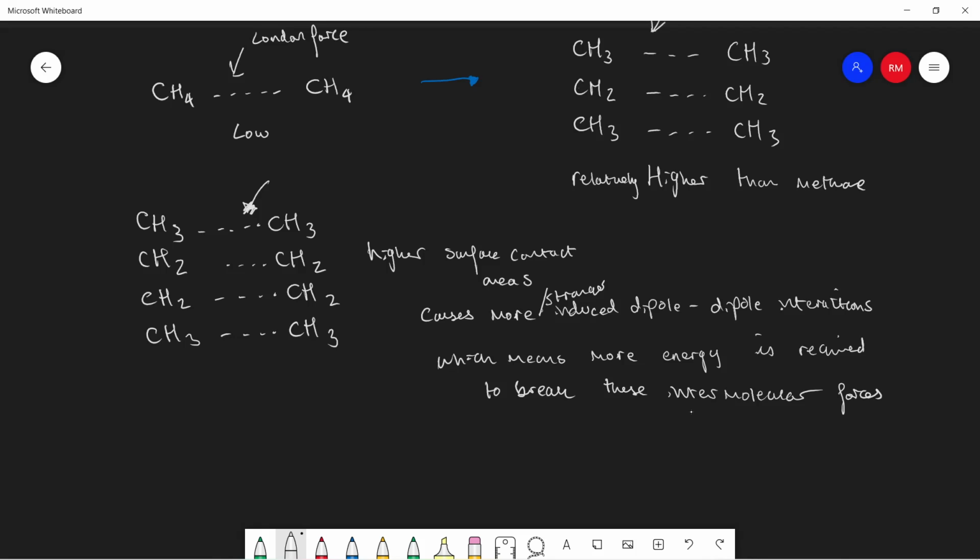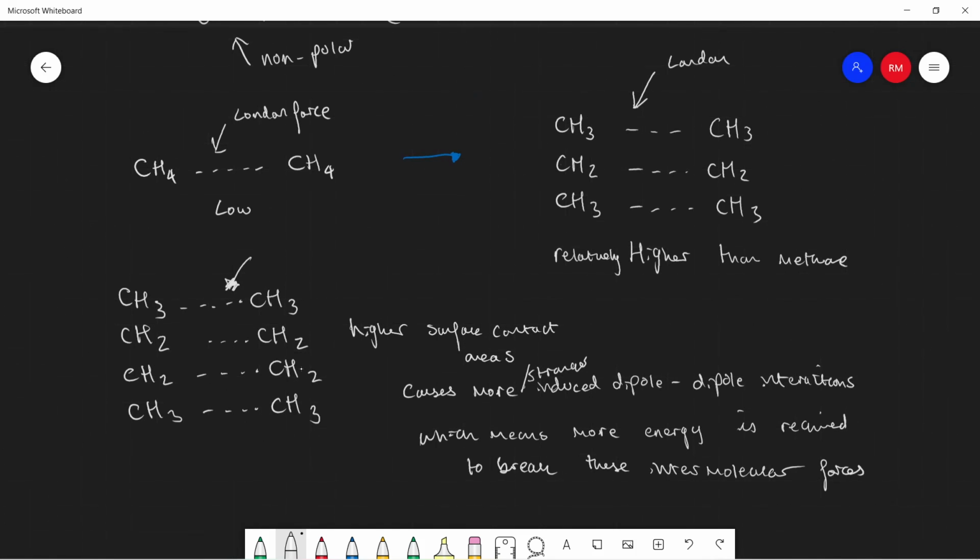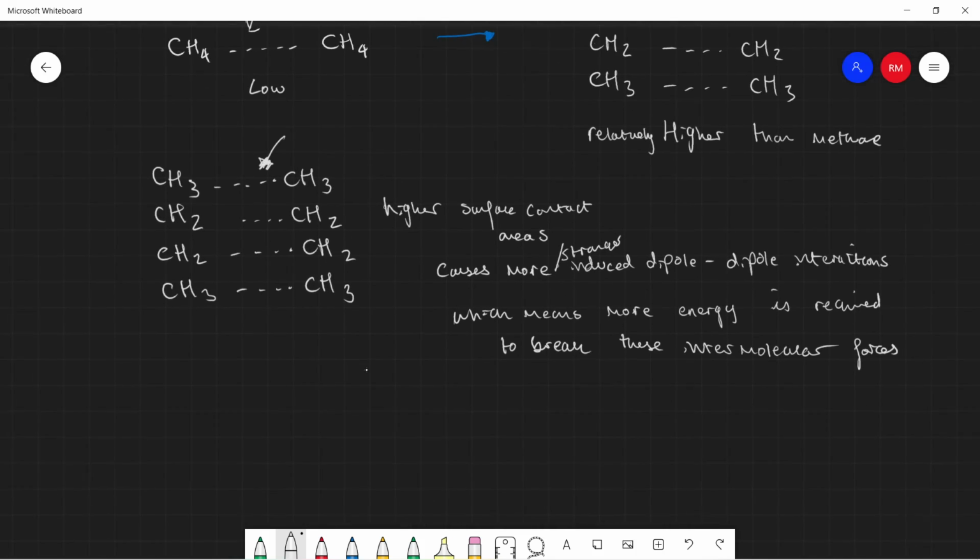And say you're faced with a 3-mark question here, and you're maybe asked, why does butane have a higher boiling point than propane? This is why.